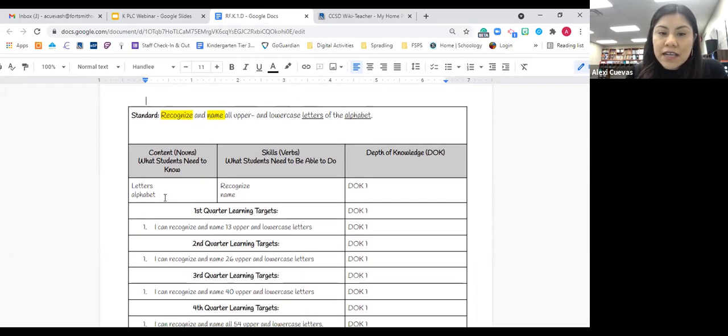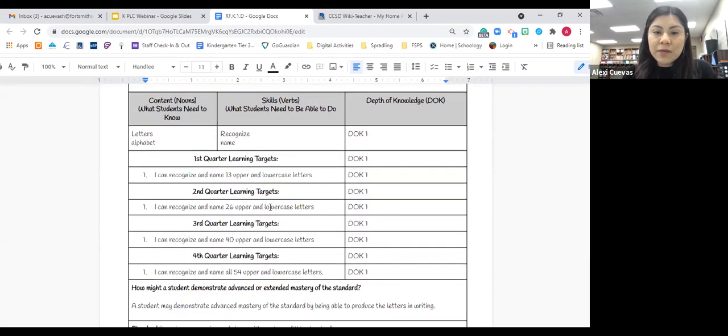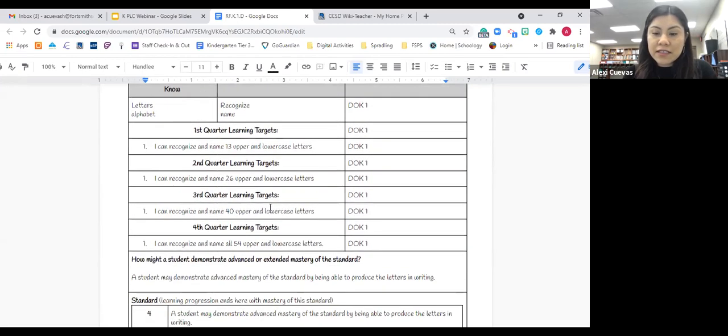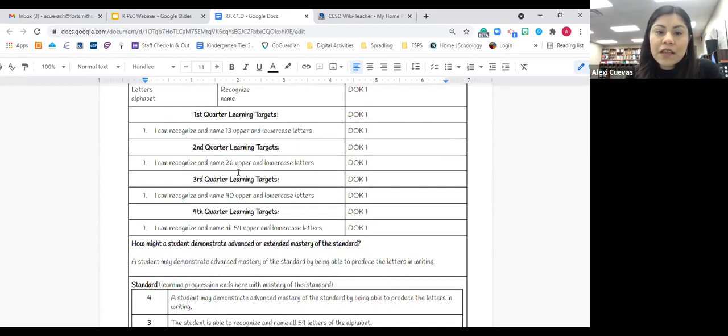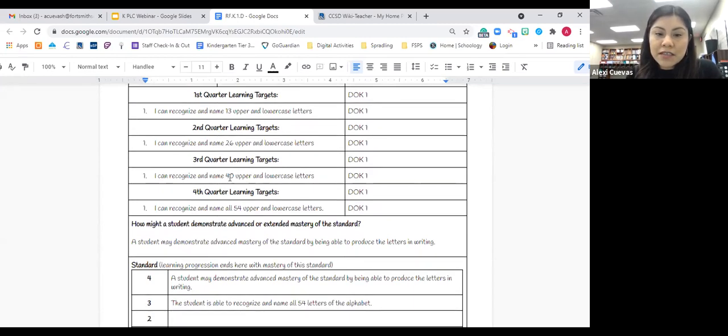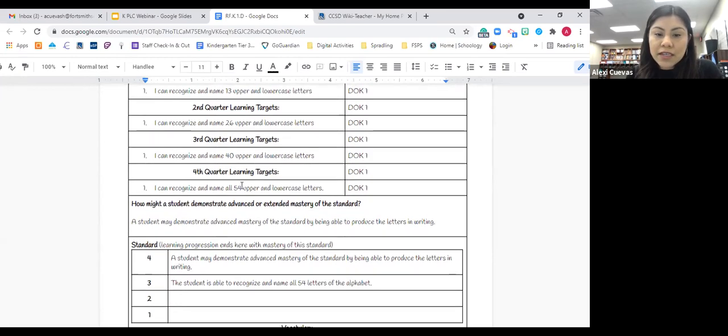So then we list our nouns, our verbs, what students should be able to do, the DOK level, and then again, we broke it down by quarters because that's how our report card assesses. So the very first one, first quarter, is I can recognize and name 13 upper and lowercase letters. So they just need to know 13. By second quarter, it's the same thing, but now it increases to 26. Third quarter, it increases to 40. And then fourth quarter, they need to know all upper and lowercase letters.